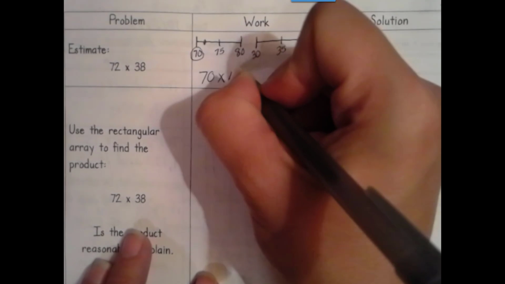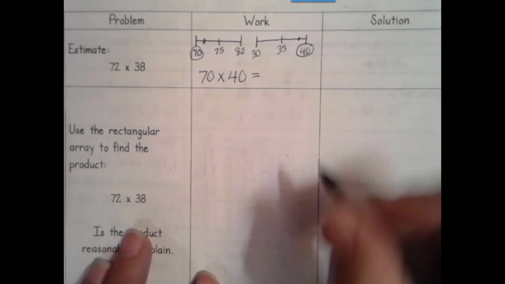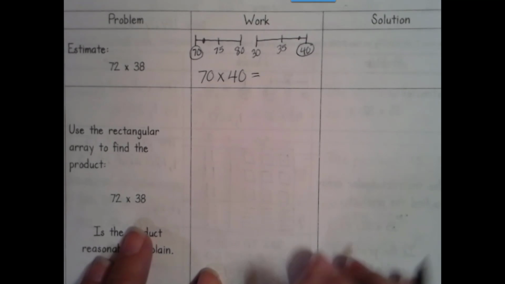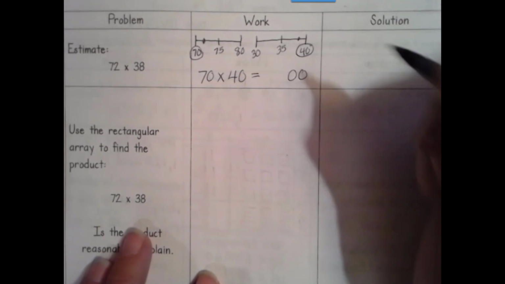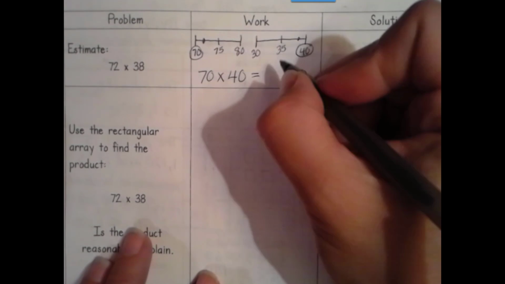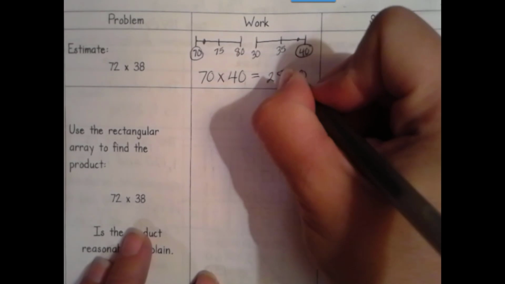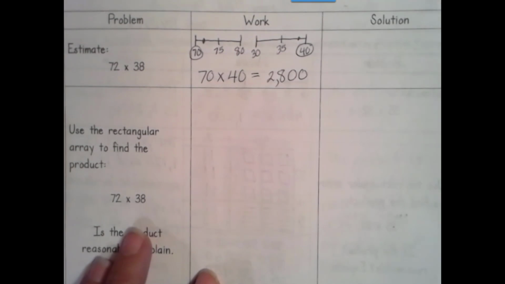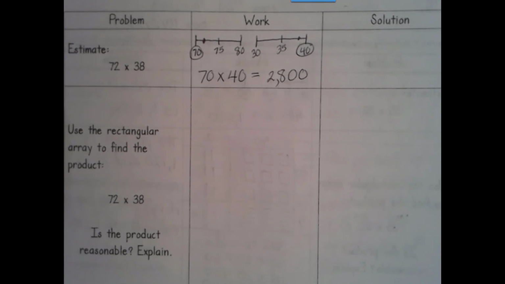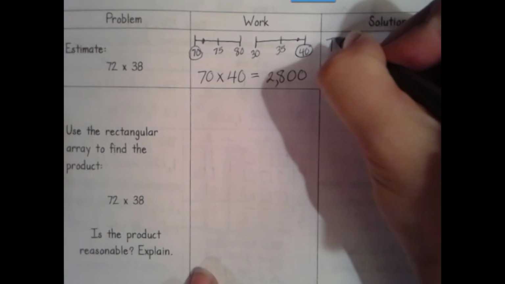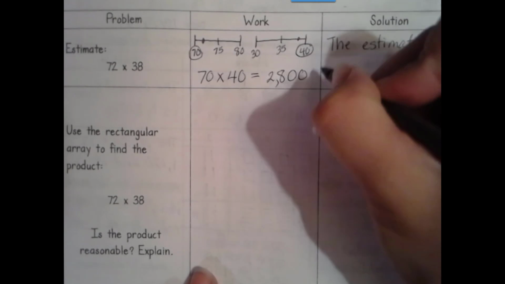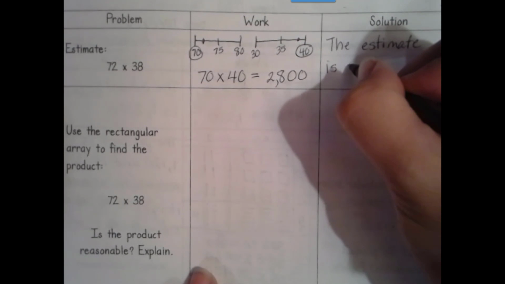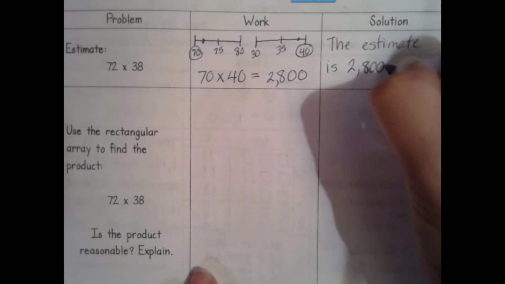70 times 40. I have 1, 2 placeholders, moves it over 1, 2 places. 7 times 4 is 28. 1, 2, 3, comma. So our estimation here is 2,800. The estimate is 2,800.